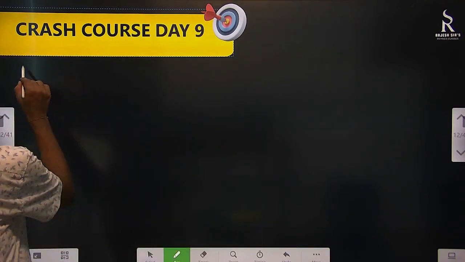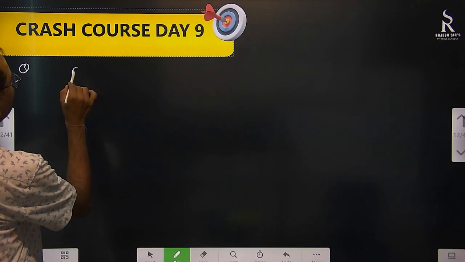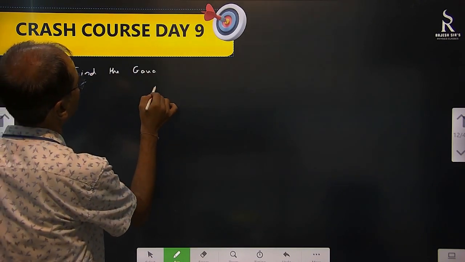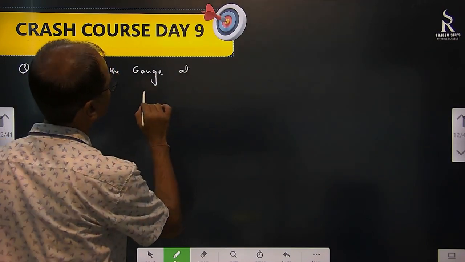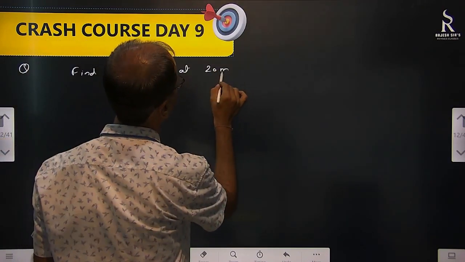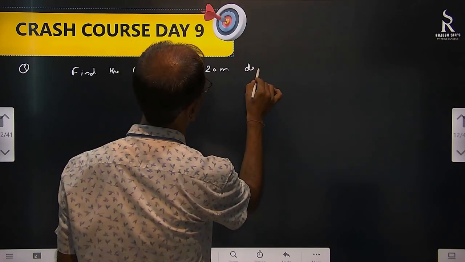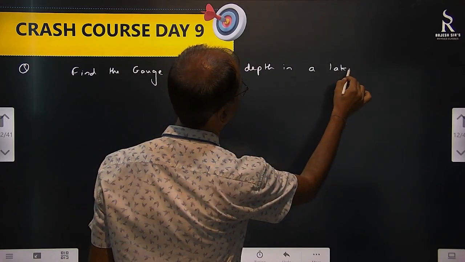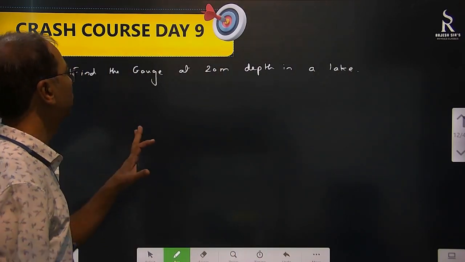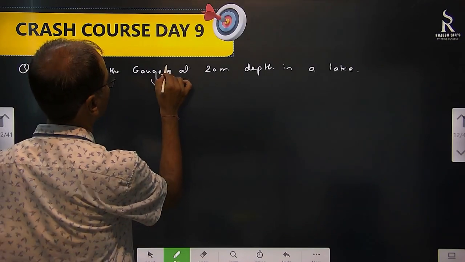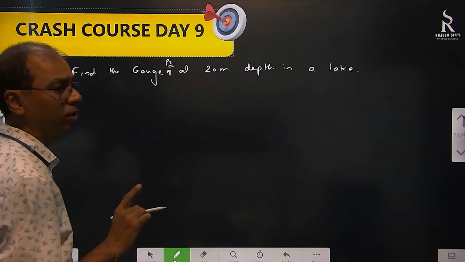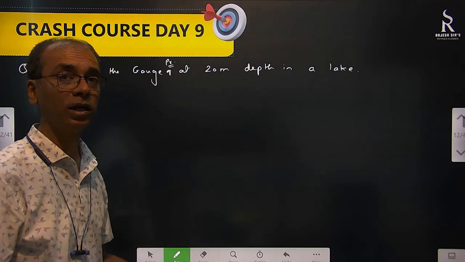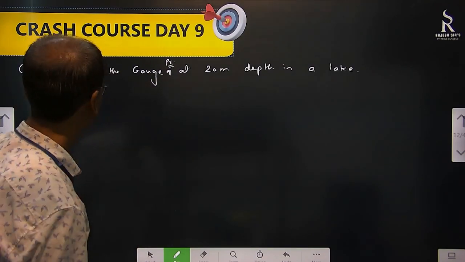Next is a simple question. Find the gauge pressure at 20 meter depth in a lake. Okay, gauge pressure only is being asked. Find the gauge pressure. Don't write P naught plus rho gh. Only rho gh he is asking. Sometimes we make that kind of mistake also in the exam. Okay, so only gauge pressure.